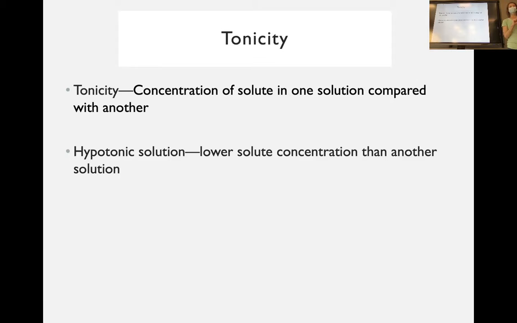A hypotonic solution is a solution that has a lower solute concentration than the other solution you're talking about. So if we have A and B, if A has a lower solute concentration than B, it's hypotonic compared to B. It's always in comparison to something else. When you hear hypo, you can think low. Hypo, low. It's a low concentration.